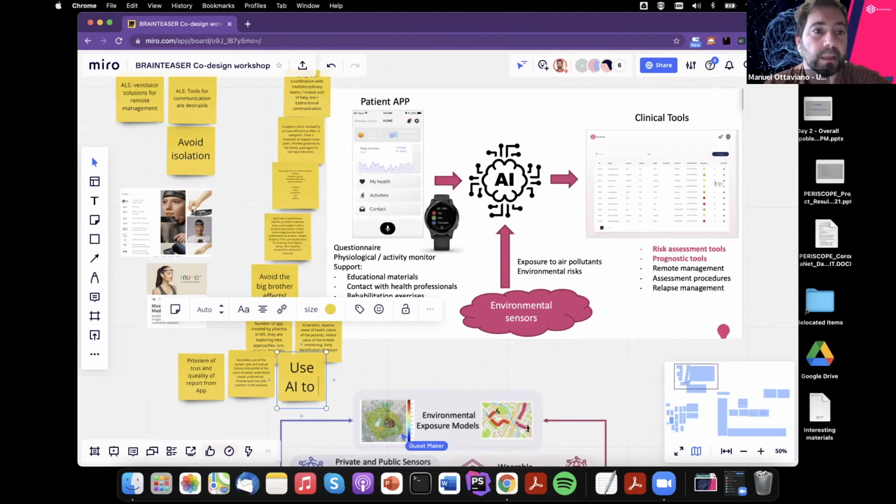Yes, this is something that we will discuss, because, for sure, having data of a certain quality, most probably we will also be able to do more than this type of risk assessment and prognostic tools. So thank you very much.